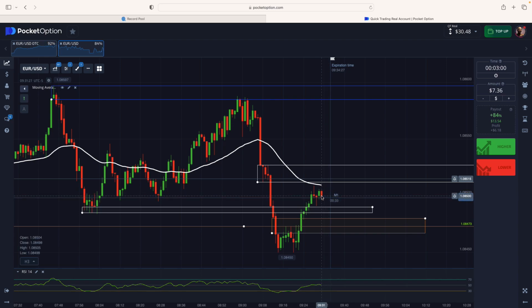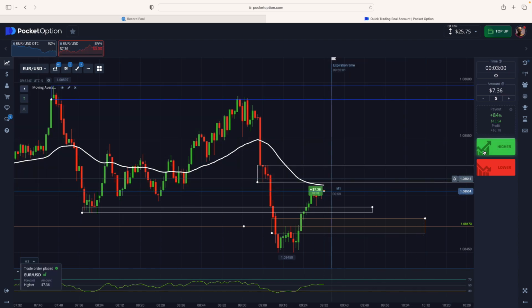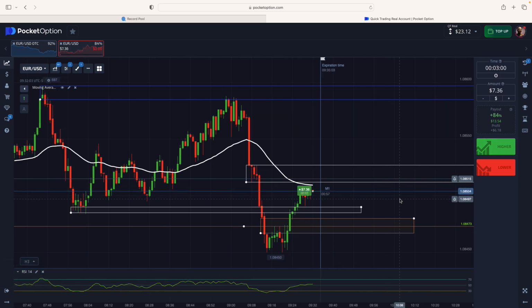If you notice, this is also a fair value gap. See, this would be the middle of it. This would be the middle of it. Notice each price respected the middle of this gap. And once price breaks past the middle, it's going to continue to go up. And then for 3 minutes, let's see what happens.